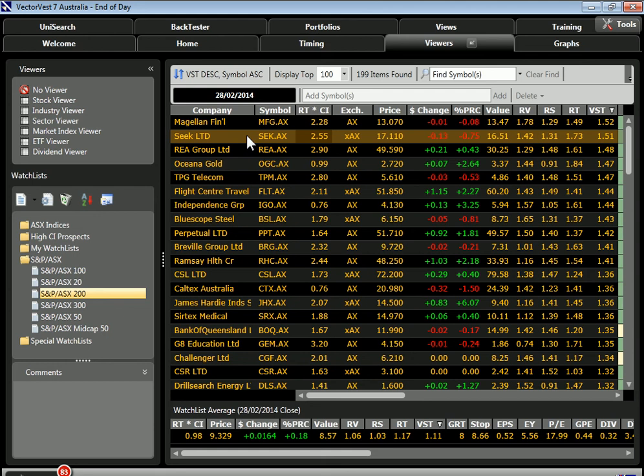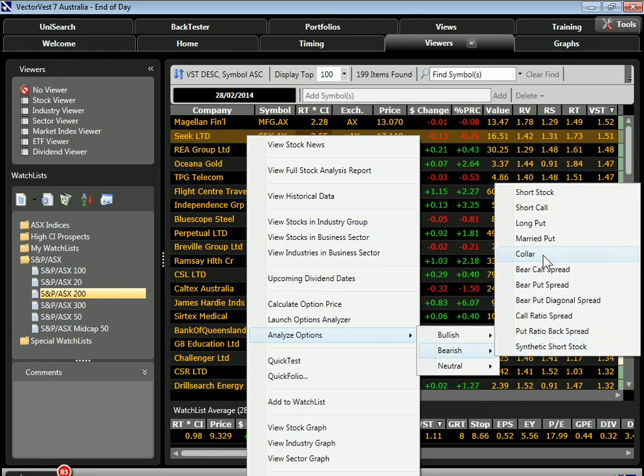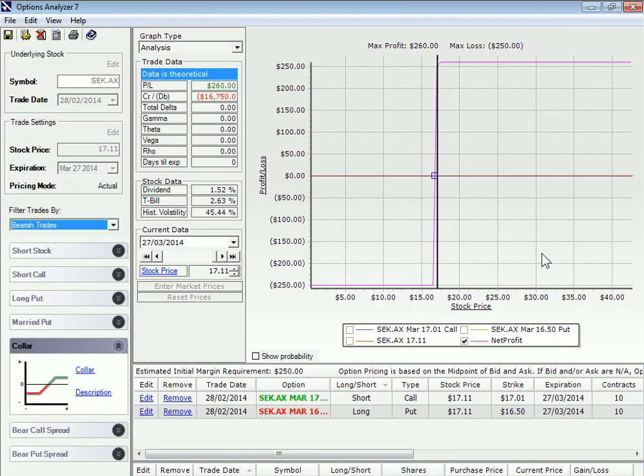Now let's assume that we are beginning to hit some turbulence. One of the things that we could do is collar the stock and not have to go ahead and sell it and take the profit. So from here, what I can do is right click, and if I've purchased an add-on module from VectorVest called Options Analyzer, that will appear on my right click menu. I can go to Analyze Options. I can go to Bearish, Collar. So that's going to load Seek right in for us.